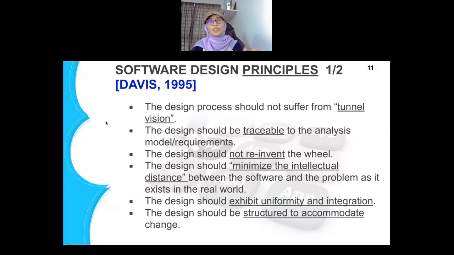But this is the principle, because the theory is taken from Davis 1995. I believe the modern theory is much easier to understand, because the old theory uses difficult words. So the design should minimize the intellectual distance. That's why I love to do UX. In UX we have a new model, a new design that is easier for us to understand, rather than the old version. But of course, the syllabus is using the old theory from Davis.